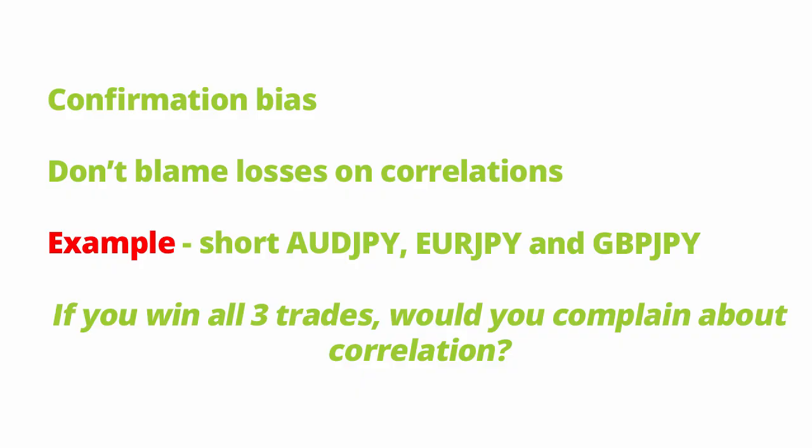Imagine if you are short the Aussie yen, Euro yen, and the pound yen at the same time. Without even doing any math, you can tell that these 3 trades are somewhat correlated because of the yen. You can win all 3 trades if the yen strengthens against other currencies. When was the last time you heard a trader complain about correlations when their trades were winners? The answer is never. No one cares about correlations when they win. They only bring in correlations for losses. This is a psychological condition called confirmation bias.